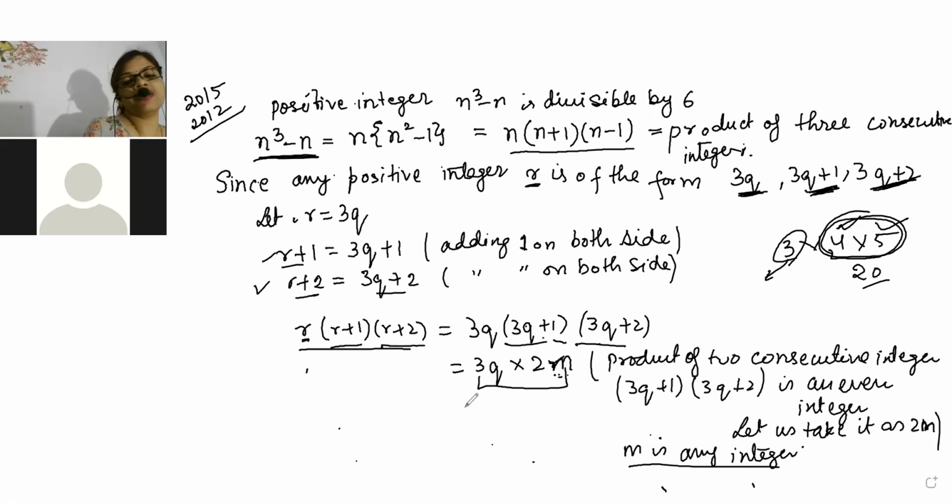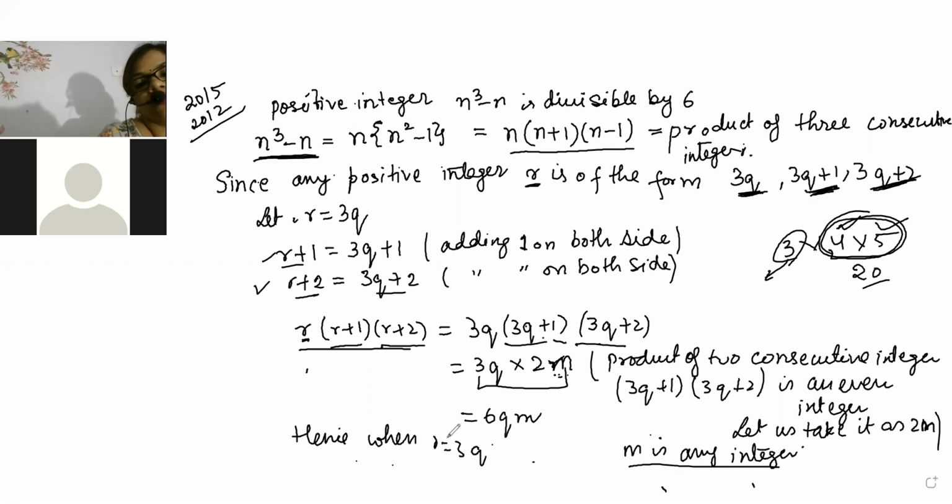Now multiply 3 and 2, it is coming 6qm. When you are multiplying 3 and 2, what is coming? It is coming 6qm. Now 6 is coming here, so is it divisible by 6? Hence, when r is equal to 3q, the product of consecutive numbers is divisible by 6.